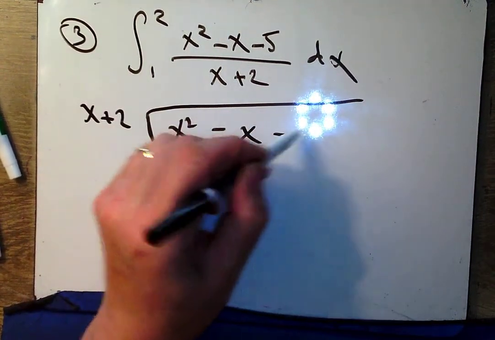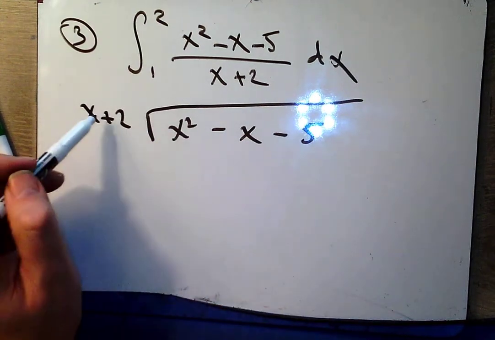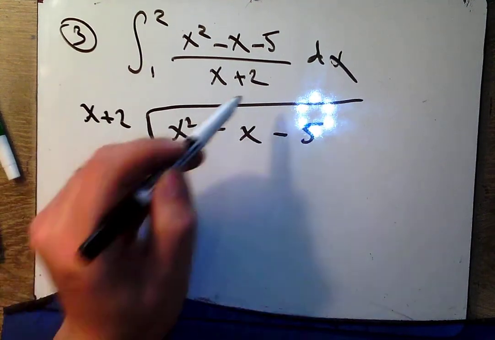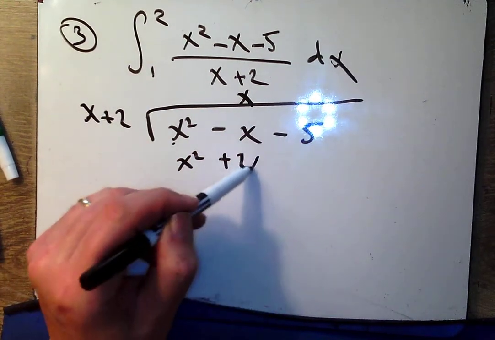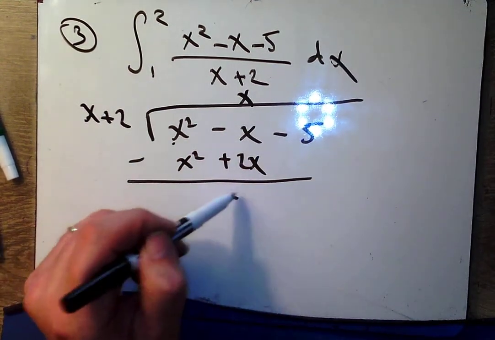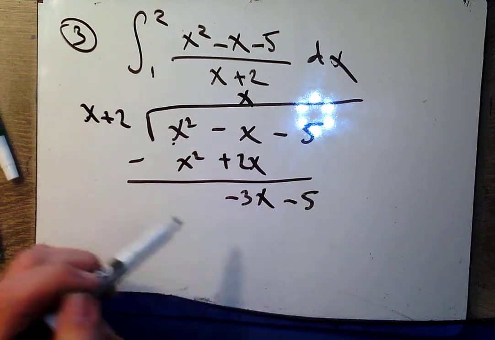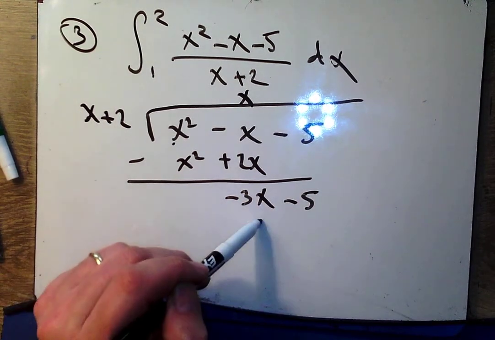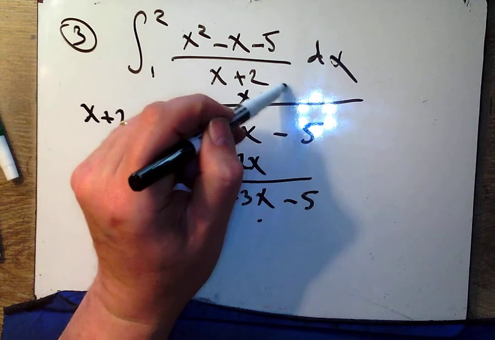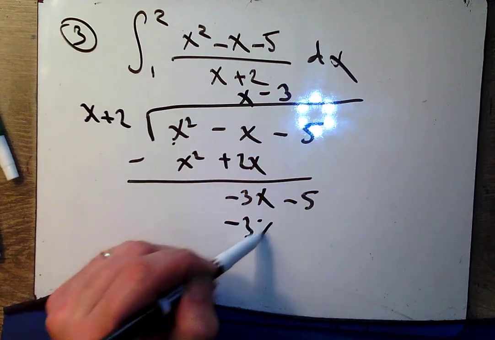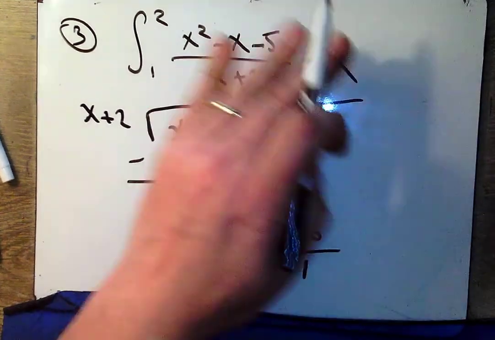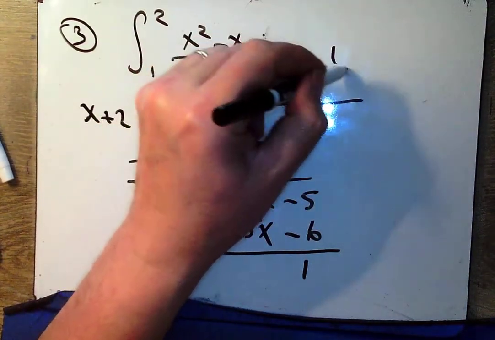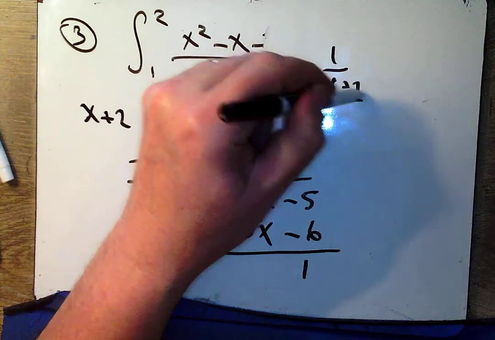x squared minus x minus 5. Okay, so what do I multiply this by to turn it into that? An x. x squared plus 2x, and I subtract. Minus 3x minus 5. What do I multiply that by to turn it into this? It's going to be a negative 3. Minus 3x minus 6, and I subtract, and I get 1. So plus 1 over x plus 2.